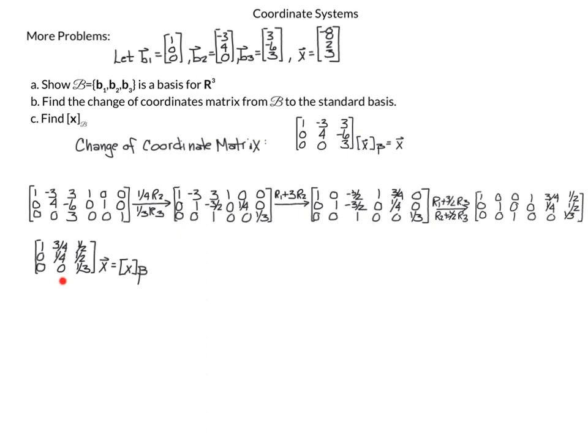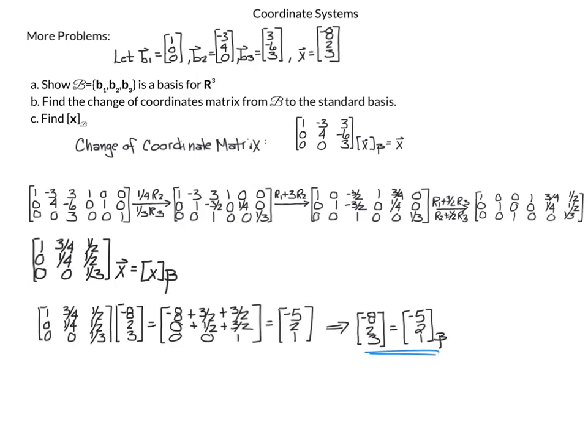So this change of coordinate matrix is 1, 0, 0, 3/4, 1/4, 0, 1/2, 1/2, 1/3. Maybe I'll make it a little bigger. This is our change of coordinate matrix to go from x in the standard coordinates to x with respect to b. So now I can multiply my x in standard coordinates, which is negative 8, 2, 3, times my matrix. And actually, matrix multiplication is not commutative, so I should have said I multiply my matrix times my vector. And when I do the multiplication, what I get is negative 5, 2, 1.